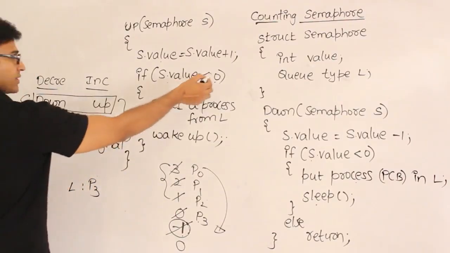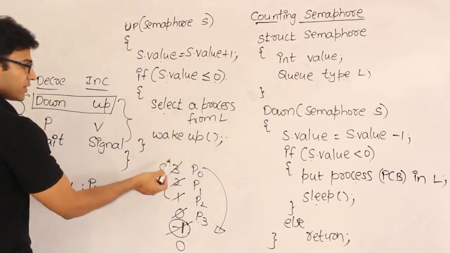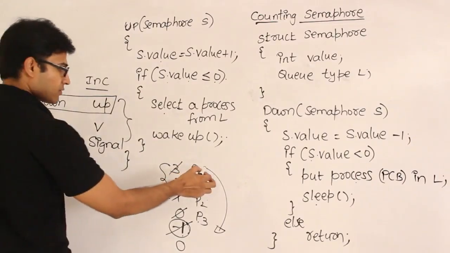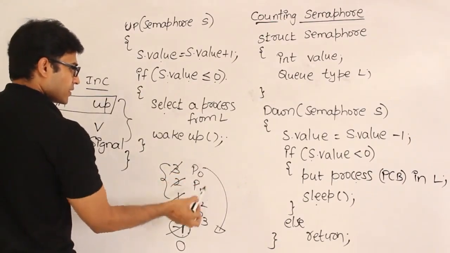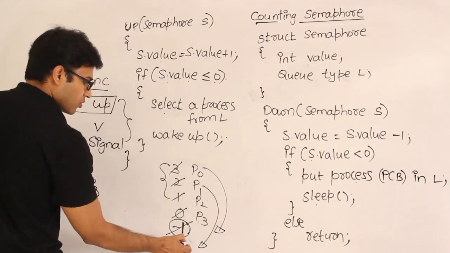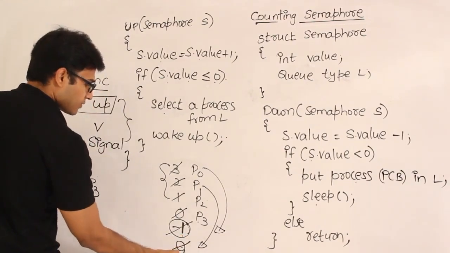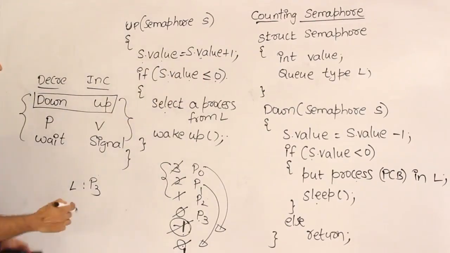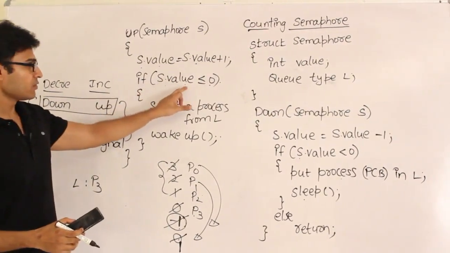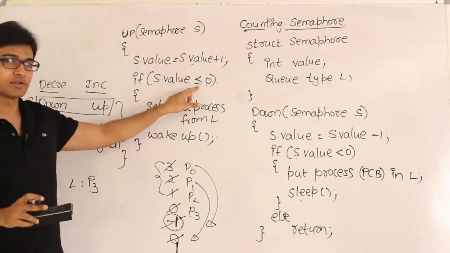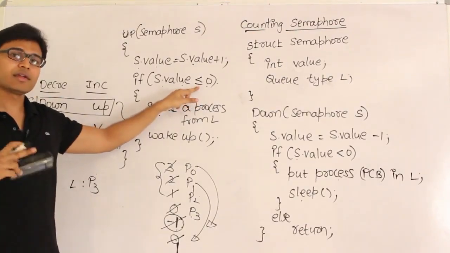In case it is not less than 0, then we simply increment it and leave. Nothing else is required. Next time, let us say P1 comes out. When P1 comes out, it is going to increment 0 by 1, so it will now be 1. S.value equals S.value plus 1, but the new value is not less than or equal to 0. It is greater than 0.